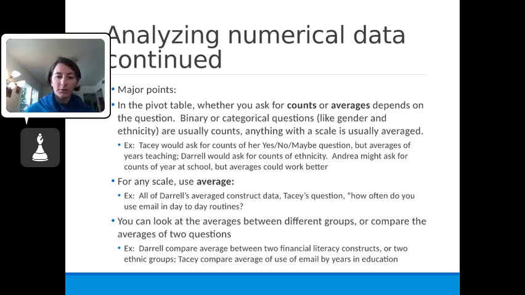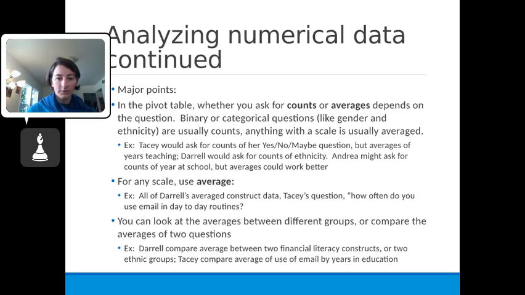So it depends a lot on what you're trying to find out. If you're trying to find out, are my students evenly distributed? Do I have even amounts of freshmen, sophomores, juniors, seniors? Then you would want counts. If you want to know, okay, generally is my data clumped in the middle, then you would want averages. Okay, so for any scale, like a Likert scale, you would want to use an average.